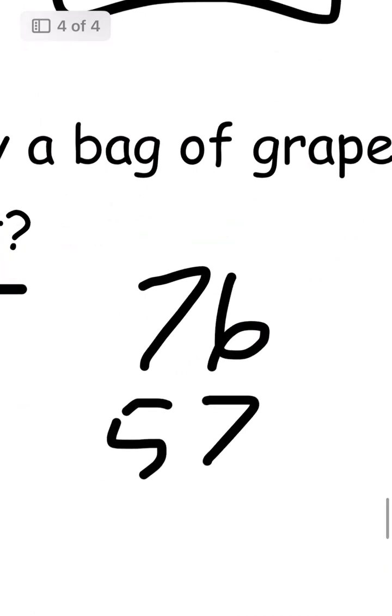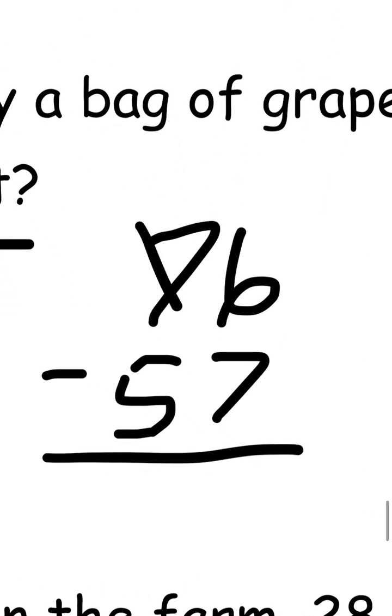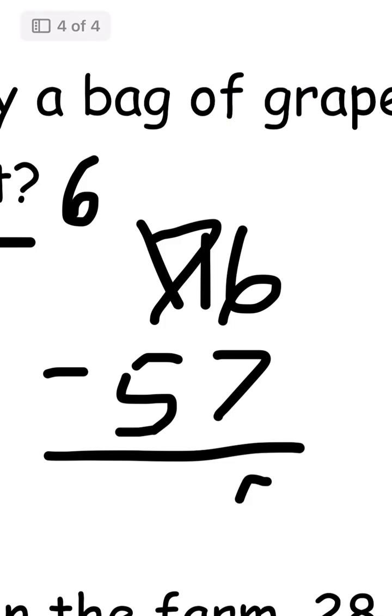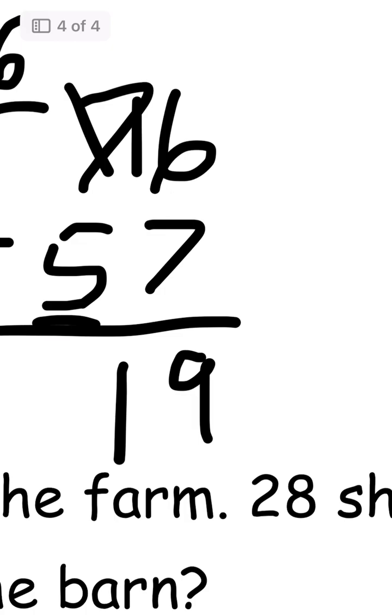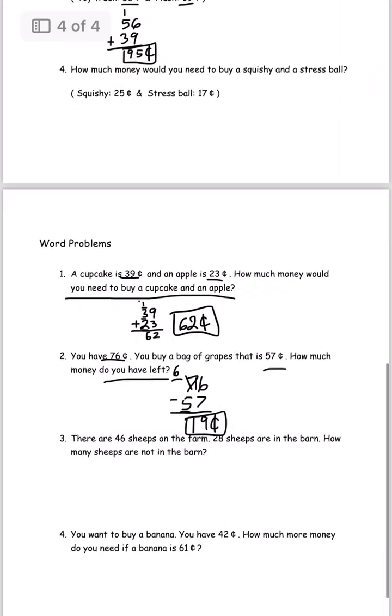57 cents. So you have to subtract it. So you have to borrow from 7 and then it becomes 16. 16 minus 7, that's going to be 9. Right? And 6 minus 5 is 1. So 19 cents is going to be the answer for number 2. Okay, thank you.